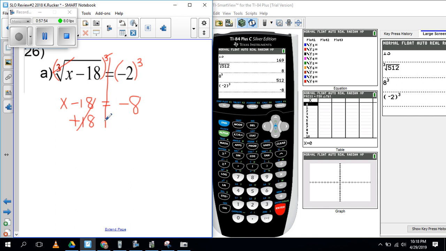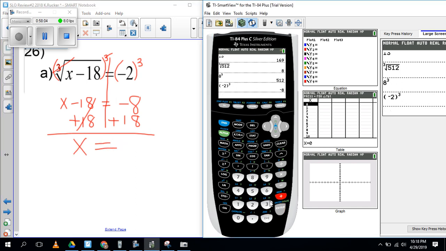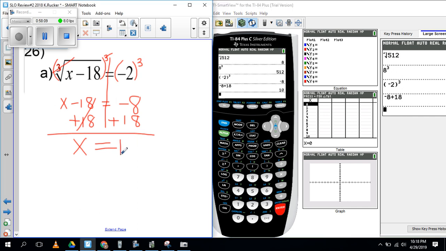This goes away. And then we just figure out what this is. So we put in our calculator, negative 8 plus 18. And we get 10. So x equals 10.